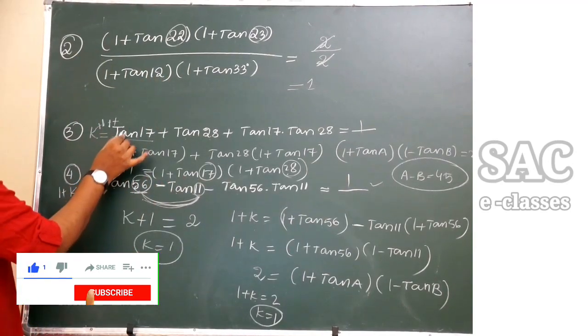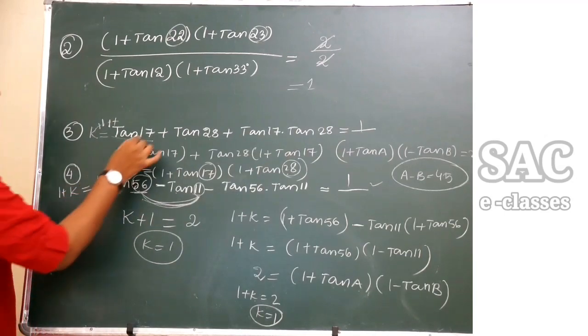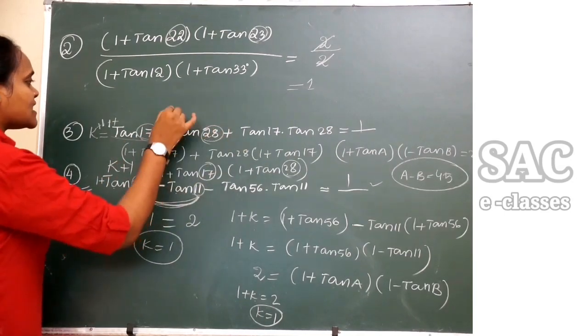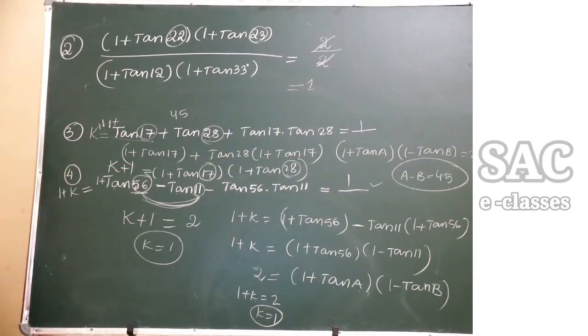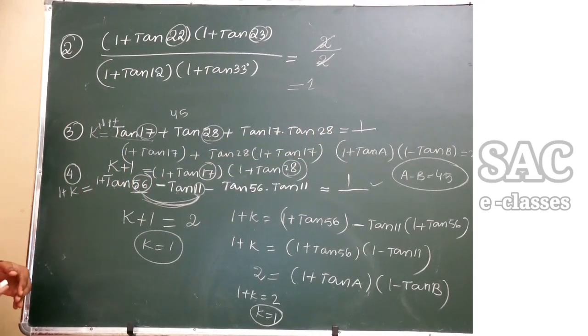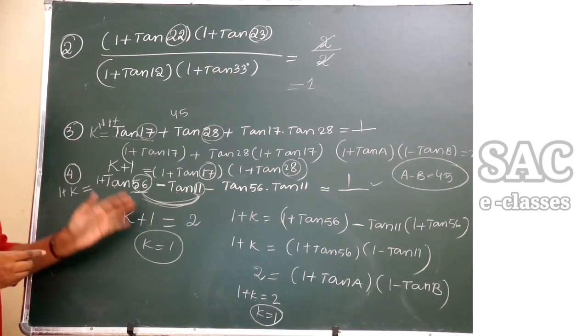Or first angle plus second angle plus first into second angle of tan. Maybe the sum of those two angles is 45. You can write its value is 1. Let us move to some more interesting problems. Without using pen and paper, how can we solve this kind of problem?